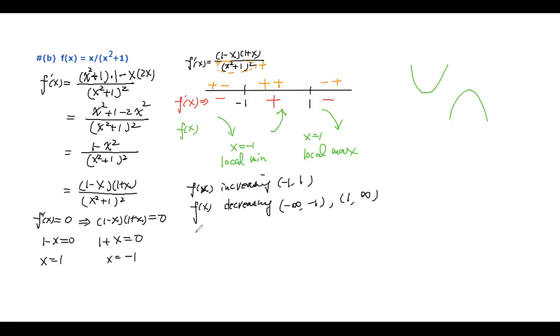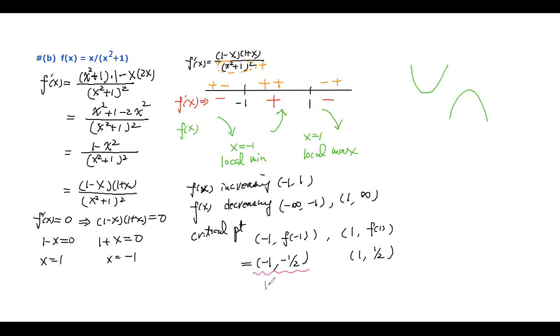Okay, so now the critical points. So it will be x equal to negative 1 and f of negative 1, and also x equal to 1, f of 1. So you need to plug in the value. So this is negative 1, and if you plug back into your function, this will give you negative 1/2. And then here is 1, so it gives you positive 1/2, right? And so we know from here this one is a local minimum point, and this is a local maximum point, right?